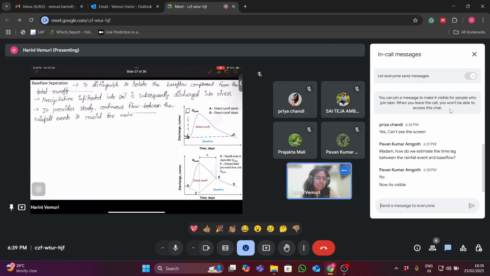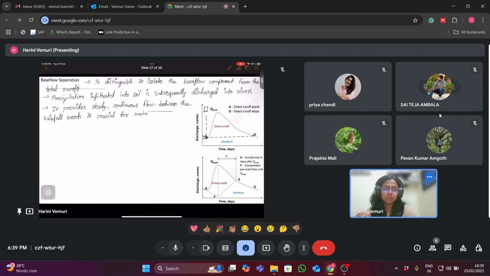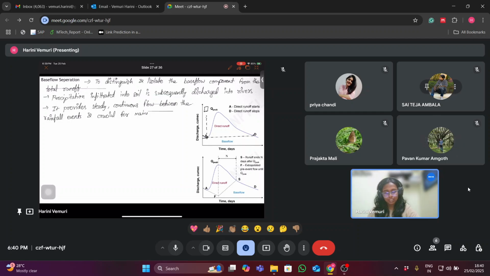So here Pawan was asking how do we estimate the time lag between the rainfall event and the base flow. I don't have much idea related to that, but it is based on the groundwater flow. In groundwater courses we have equations like Darcy's law, which we generally apply to calculate how much time the water will take to flow from one place to another in soil. Using that, we will try to calculate the time lag between the rainfall event and the base flow. This is what I have in my mind, but I'm not sure. Maybe I can check and come back to you in the next class.